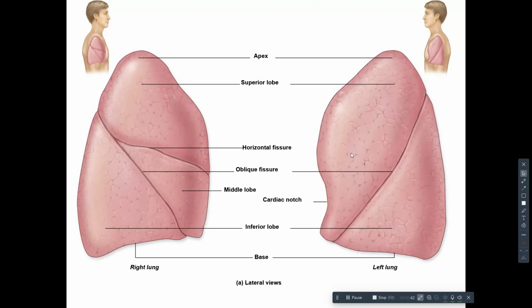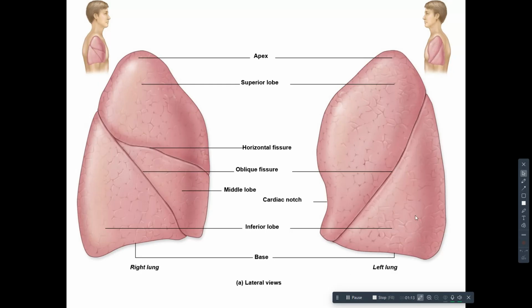Now, if we take the lungs out and compare them in these lateral views here, we can see, of course, that the right lung has 3 lobes, a superior, a middle, and an inferior lobe, whereas the left lung only has 2 lobes. So the left lung has just a superior and an inferior lobe. And we've got these deep indentations separating the lobes, and these are known as fissures.